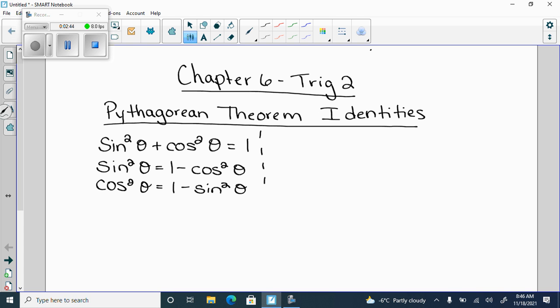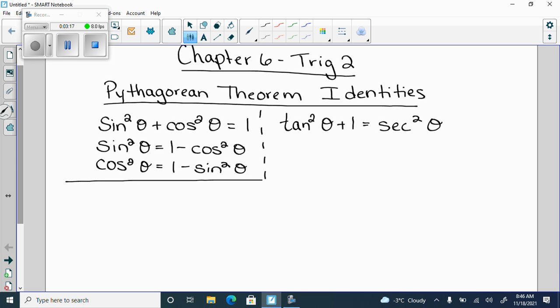So the next one is tan squared theta plus 1 equals secant squared theta. Basically, if you take this formula and you divide it by cos squared, I'll show you down here. Don't write this. I'm just going to show you how we get that. Don't do this. It'll be confusing. You'll be like, where the heck did that come from?